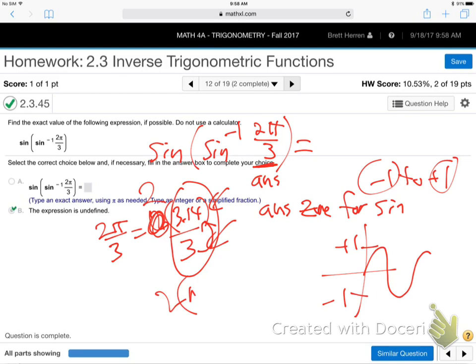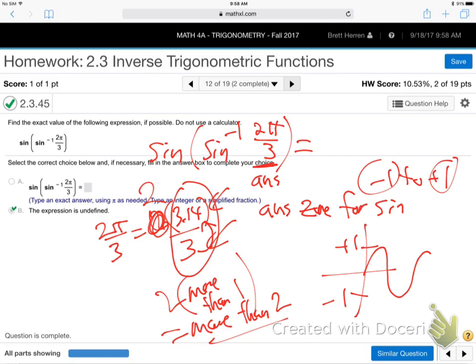Times 2, 2 times something that's more than 1, 2 times a number more than 1. You're getting something more than 2. For sure. I don't need to do all the calculation. I just need to think it out logically. It's got to be more than 2, right? I'm multiplying 2 by something that's bigger than 1. Have I lost you?